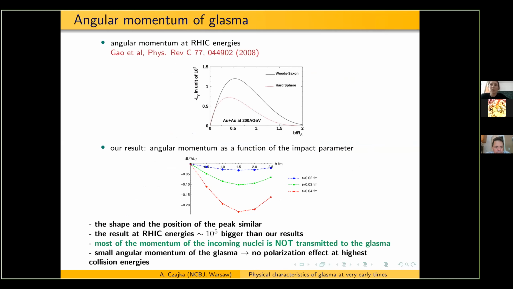We see it is small, while for weaker energies, it was computed 3 years ago, and it's clearly 10 to the 5th larger than what we got, and it is very different. But we just say that the shape and positions of the peak are similar to previous results. We interpret this result as that most of the momentum is not transmitted to the glasma phase, because valence quarks carry the momentum and they just escape from the interaction region. This is why glasma is not a rotating phase, and the polarization effect is not observed at the highest energies, for which our results are applicable, and it is consistent.